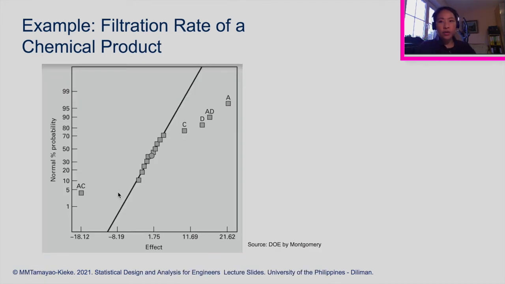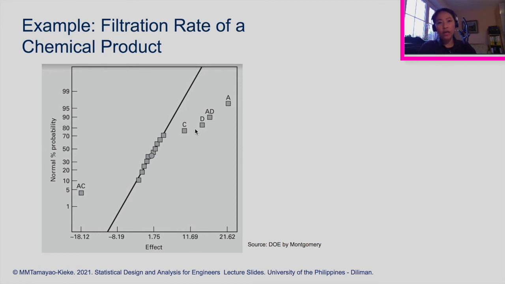So, as mentioned earlier, we have to look at the normal probability plot of the effects if there is only one replicate. So, this is the normal probability plot of the effects for the 2 to the 4 factorial design in our experiment. Now, as you can see here, there are some points that deviate from the normal probability line, and these points include AC, C, D, AD, and A.